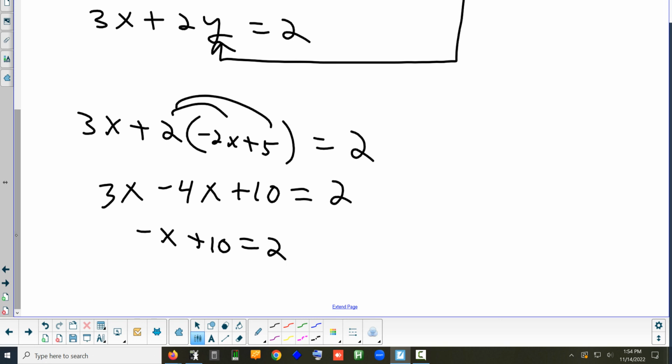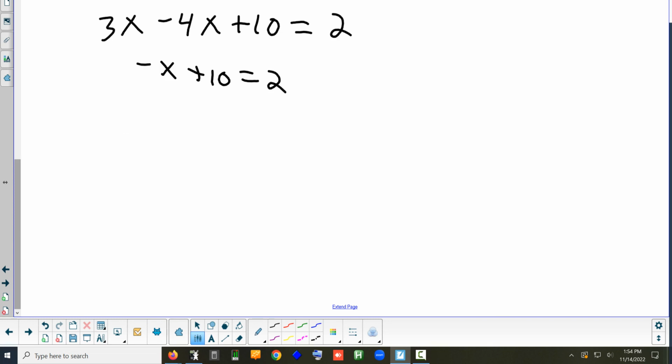Let's see. How about Austin? What could I do next? Subtract 10 and then make x positive. Okay, so let's subtract 10 first. What's 2 minus 10? Oh, 2 minus 10 is negative 8. And then it's basically like we have a negative 1 right there. So we said we got to make that x positive. What do I do on both sides to get rid of this negative?